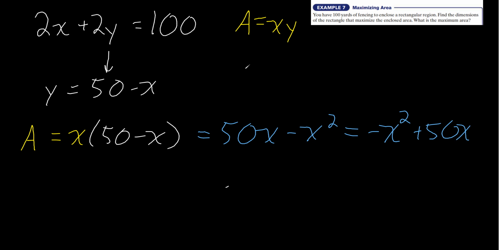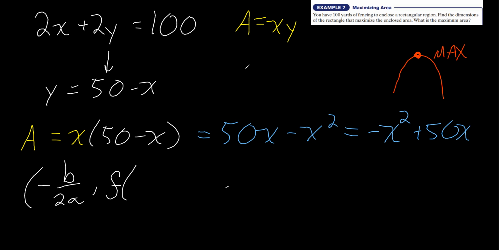Looking at this equation, we see that it is a parabola and it opens down, right? It's a parabola that opens down, and therefore we're going to have a maximum, which again isn't a coincidence, since we are looking for the maximum area for this particular problem. That's just how math works. So how do we find the maximum? Well, again, we find the vertex. My vertex is going to be negative b over 2a, and then f of negative b over 2a.